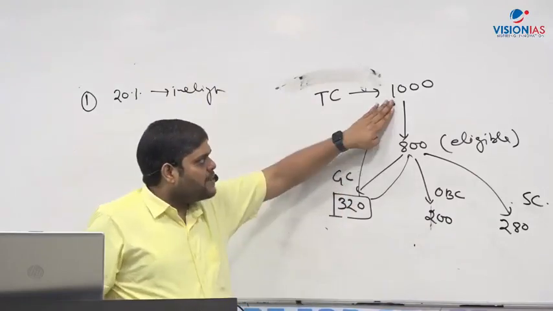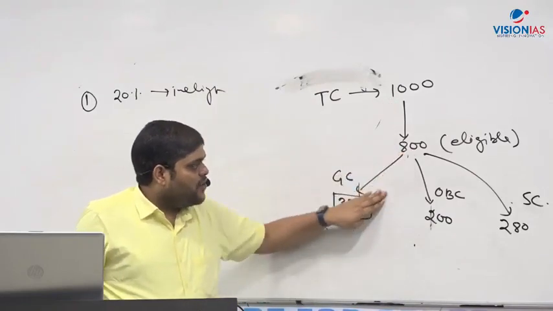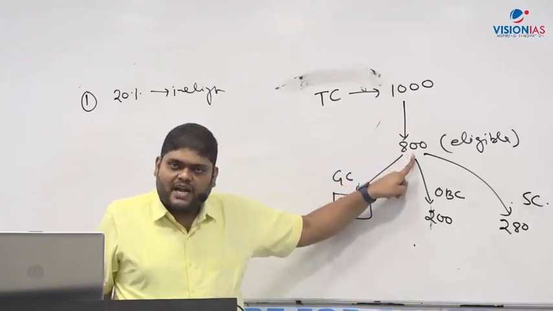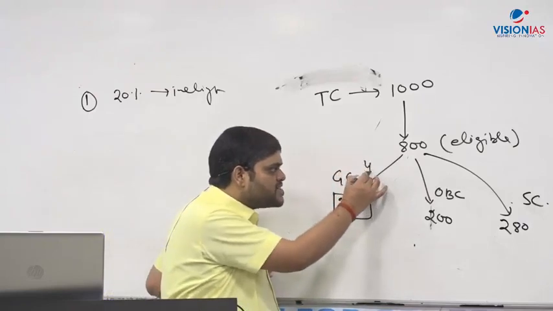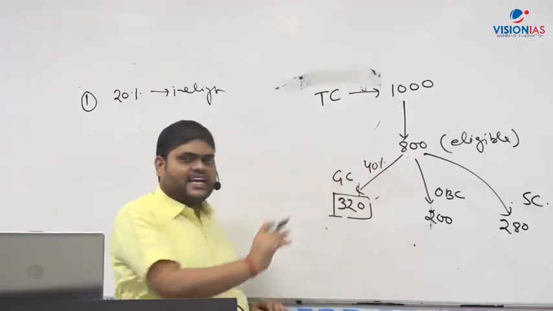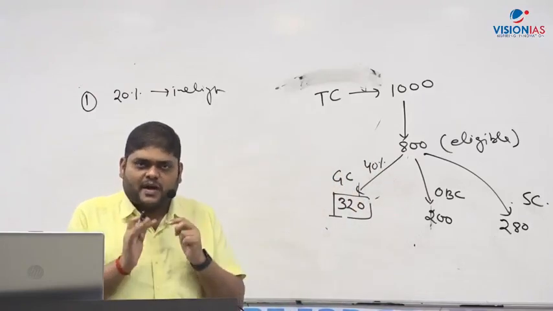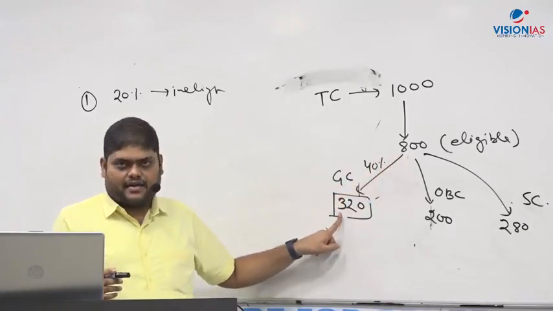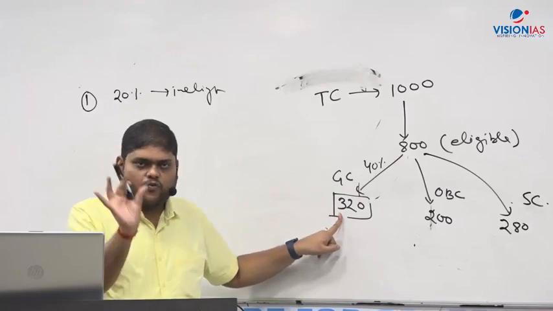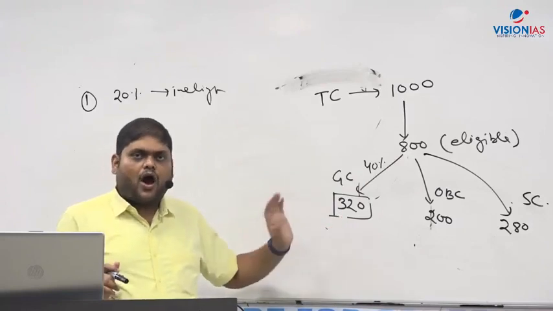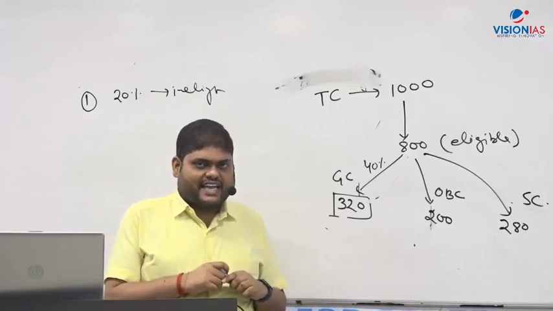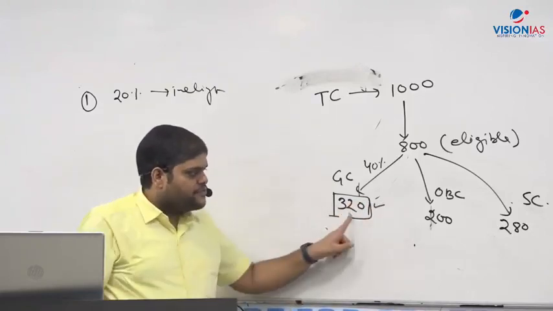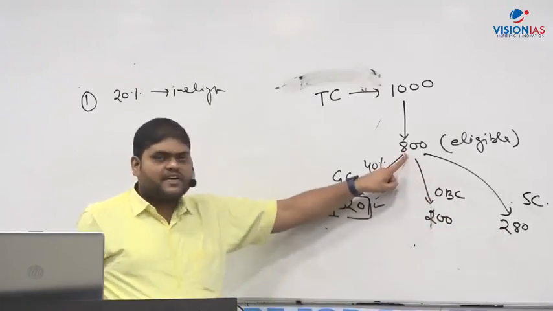Suppose I am giving the data with respect to this, what will I say? I will say out of eligible candidates, 40% are from general category. This is the one line I can frame. Or I can frame the data like this. See, this 320 is not going to change. And if you add all three values, this will become 800.